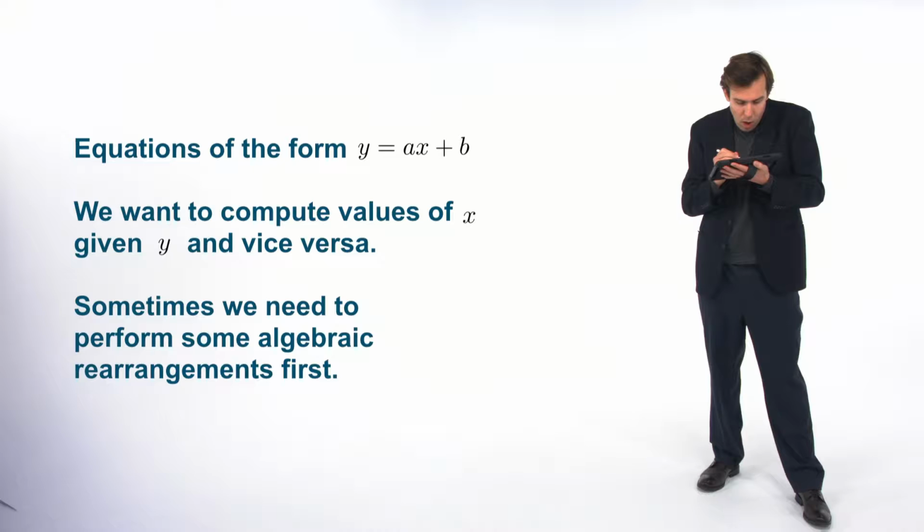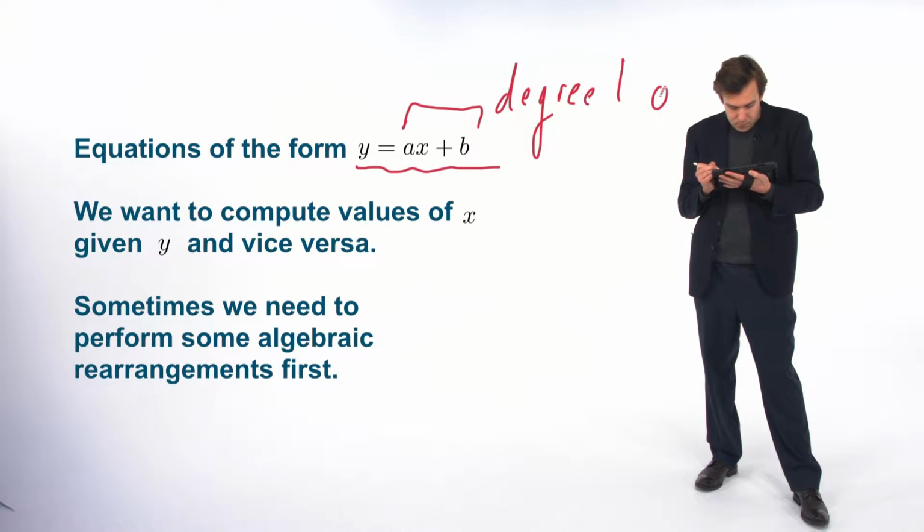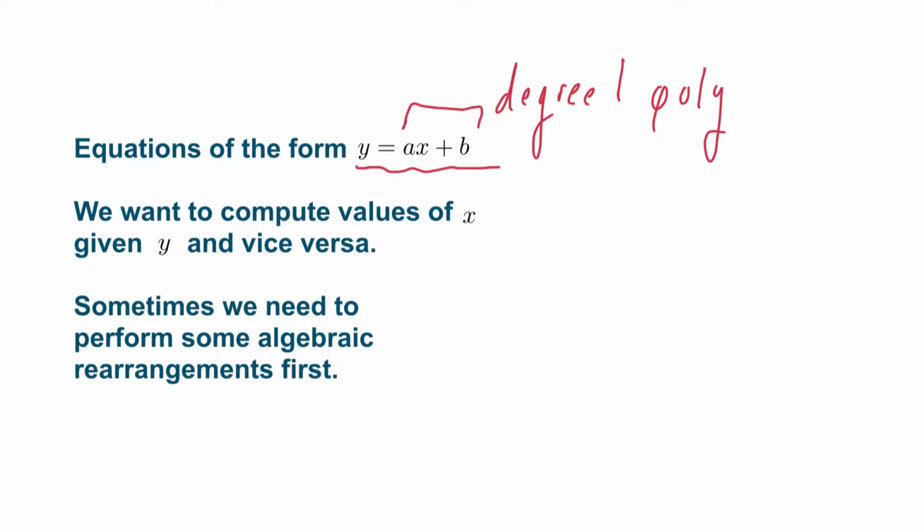Well, they look like y equals ax plus b. So recall this is a degree 1 polynomial. So the goal is to compute values of x given y and vice versa. Now here, if I'm given values of x, it's very easy to find y, because I've written it as y equals something. A more tricky problem is given y, find values of x. So this is typically what you would do in this type of situation.